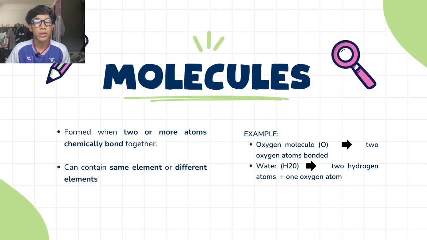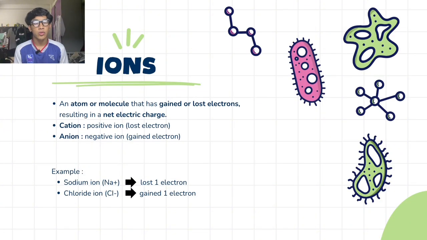Next, I will explain about molecules. A molecule is formed when two or more atoms bond together chemically. The atoms can be the same elements or different elements. For example, oxygen molecule consists of two oxygen atoms, while water molecule consists of two hydrogen atoms and one oxygen atom.